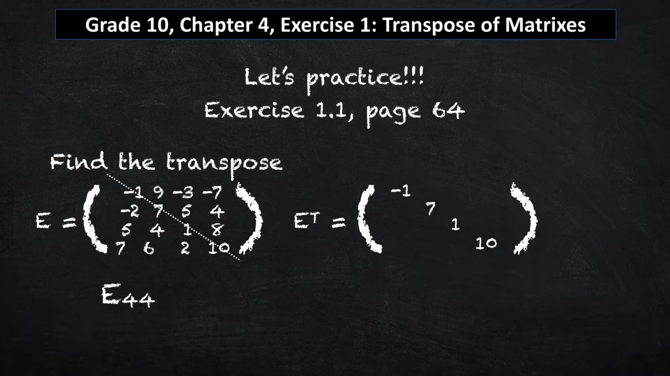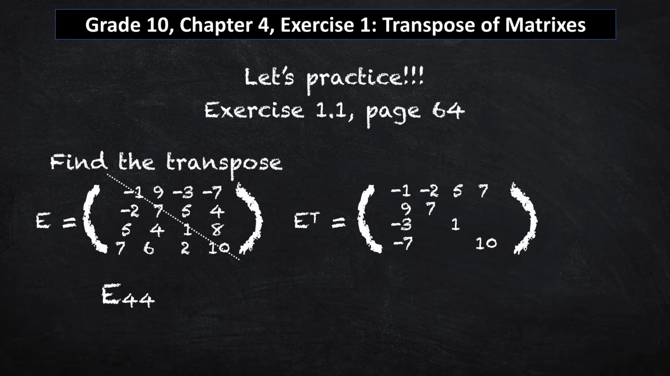Then we can take the elements in the first column of the matrix E and write them in the first row of its transpose. And it will appear like this: -2, 5 and 7. Then we have that the elements in the first row of the matrix E will appear in the first column of the transposed matrix. So 9, -3 and 7 will appear here.